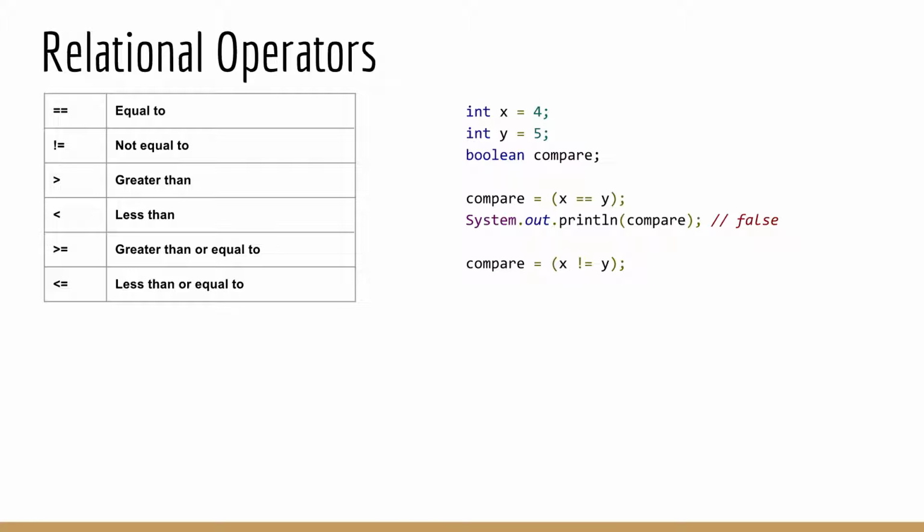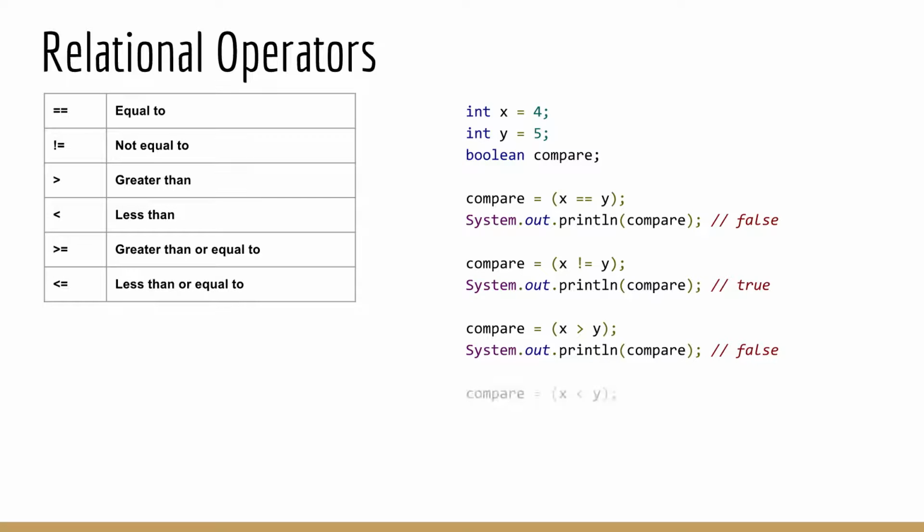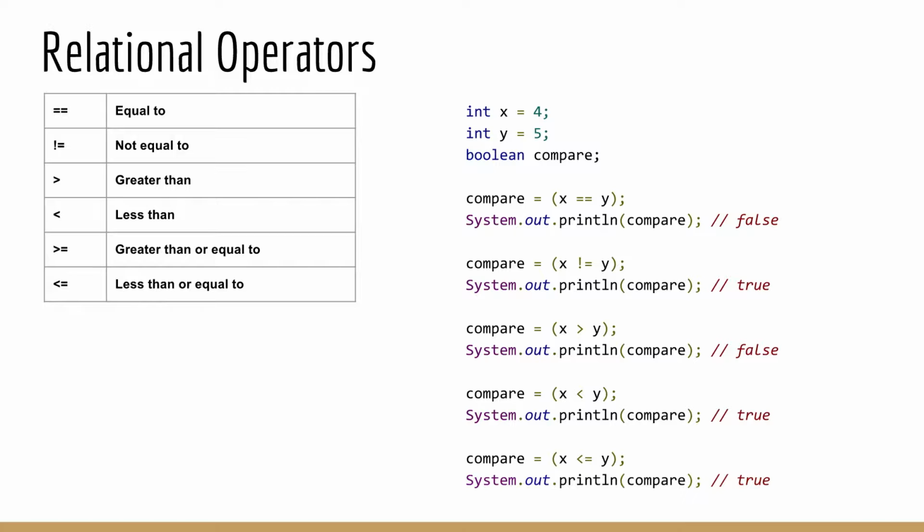Alternatively, we can check the difference between two variables by adding an exclamation sign and an equal sign. Now we will see the result as true. We can use greater than and less than operators to compare which variable is greater or less than the other one. If we use the less than and equal operator together, we will see the output as true in this example.